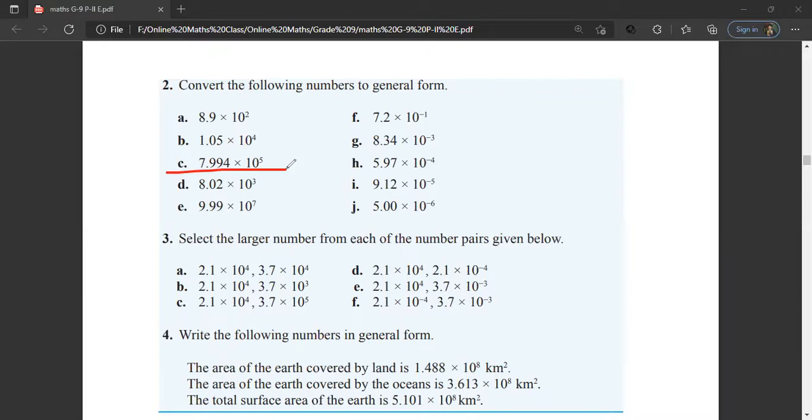Yes, try. How many zeros? There are 5, no? 5 zeros means you have to shift 5 decimal places here. 1, 2, 3, 4, and 5. Right? That means 2 zeros you have to add. So how many numbers now? 1, 2, 3, 4, 5, 6 numbers together. So 799,400 is the answer. Understand?